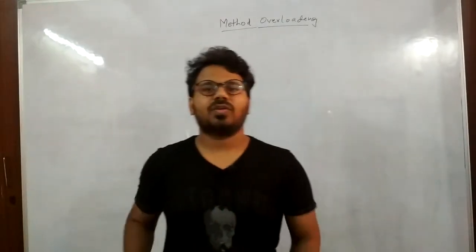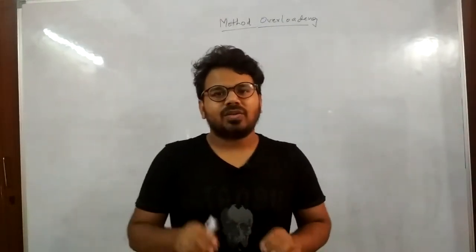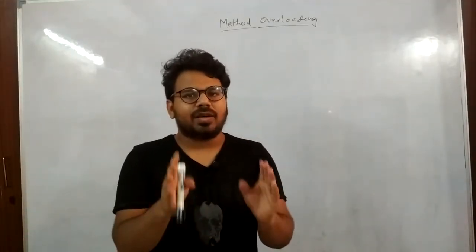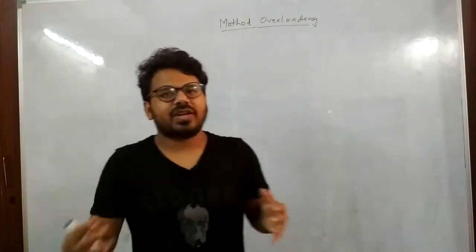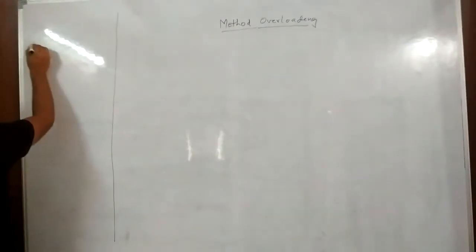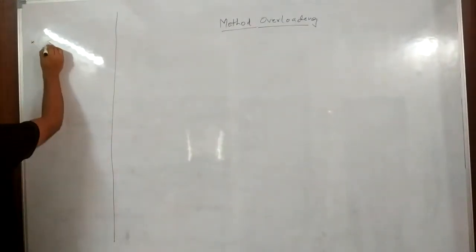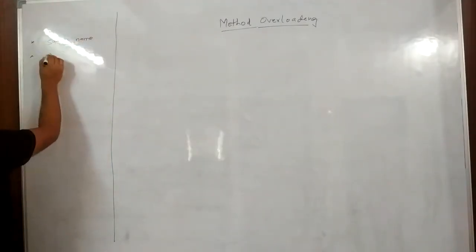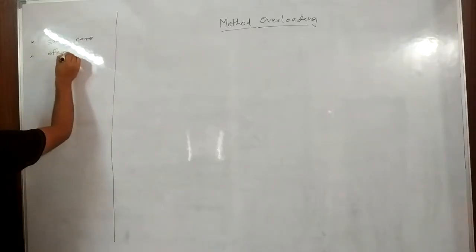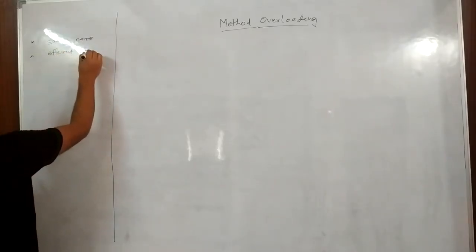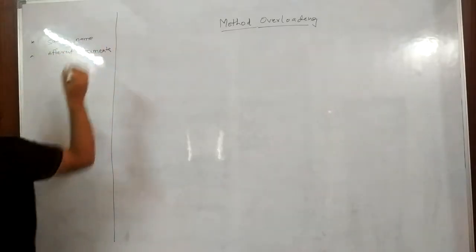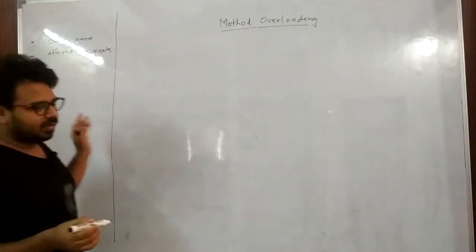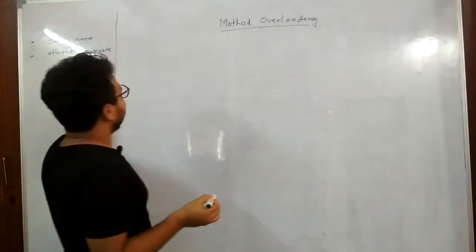So what is method overloading? Let me tell you, method overloading is nothing more than methods having the same name but different arguments. So let me write it here: a method having the same name and different arguments. If a method has the same name and different arguments, then we say that the method is overloaded.